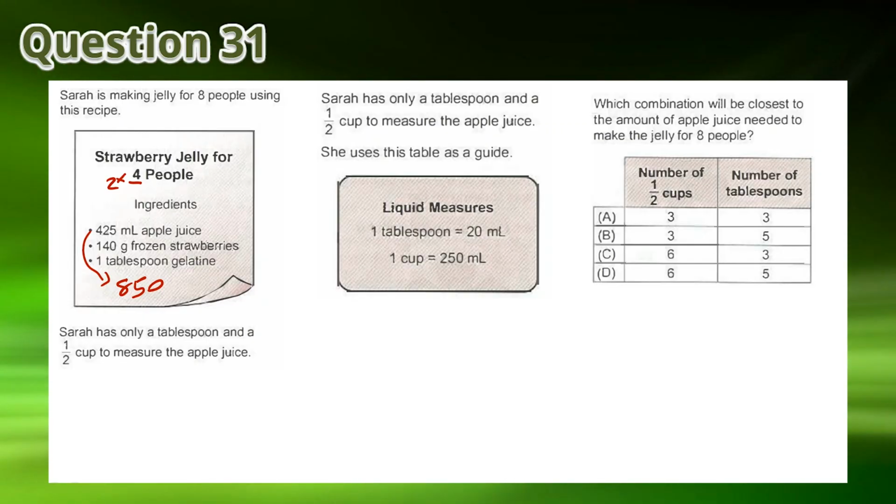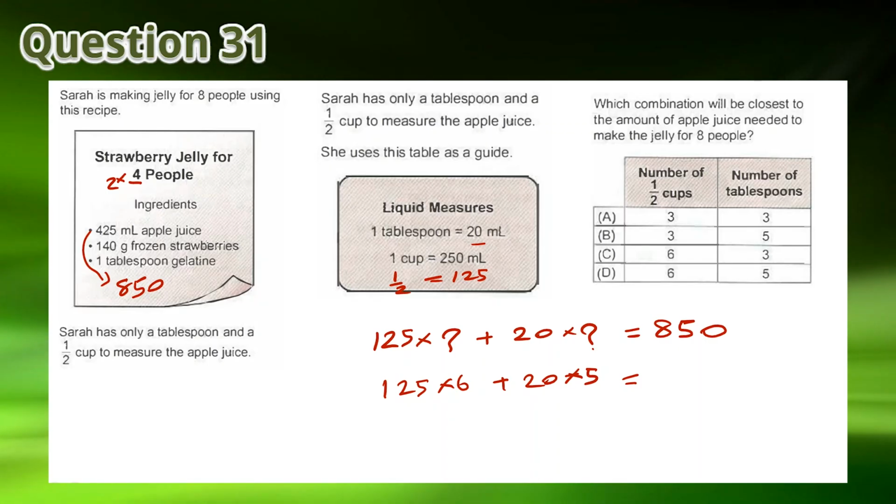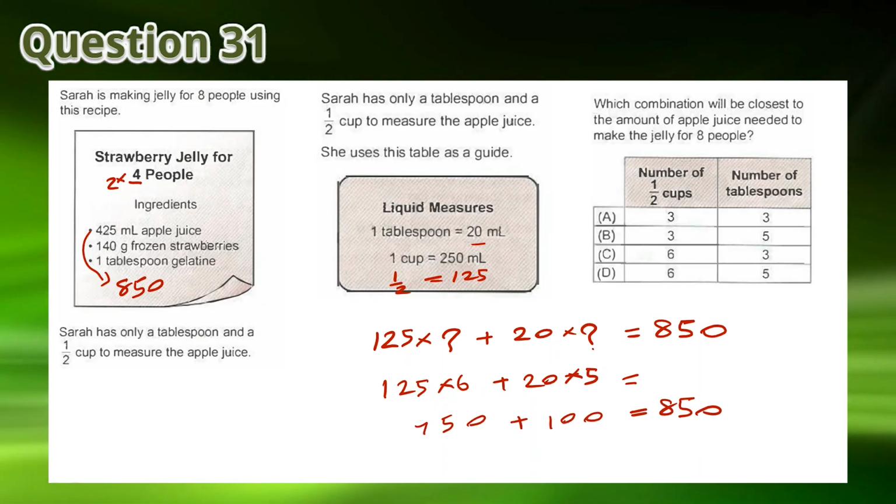However, in the answers, we must need half a cup. So half a cup is equal to 250 divided by 2, which is 125 milliliters. We get 125 multiplied by something plus 20 multiplied by something is equal to 850. We can trial the different answers. We get that 125 multiplied by 6 plus 20 multiplied by 5 is equal to 750 plus 100, which is 850 milliliters. So the answer is D.